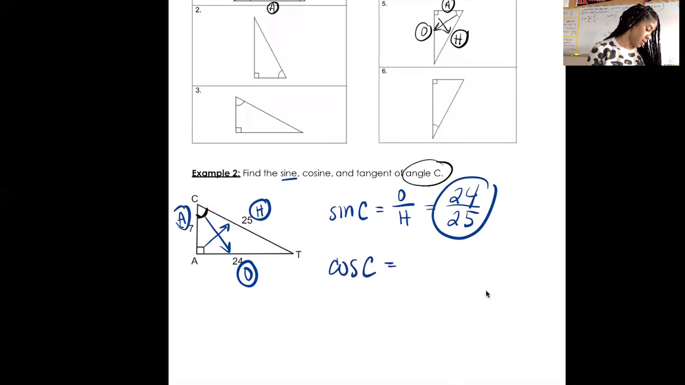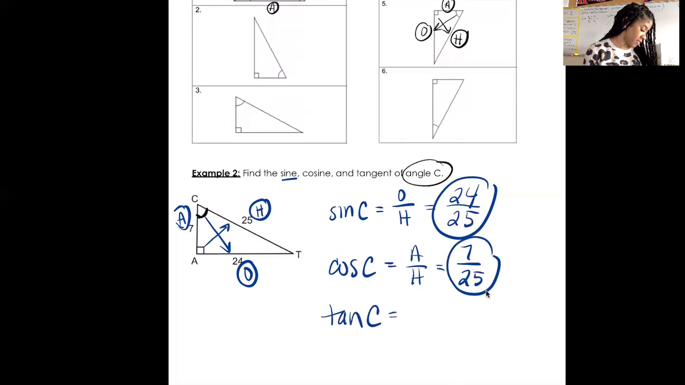Cosine of C, cosine, the formula is adjacent over hypotenuse. Here the adjacent is labeled 7. The hypotenuse is still 25. So my answer for cosine is 7 over 25.